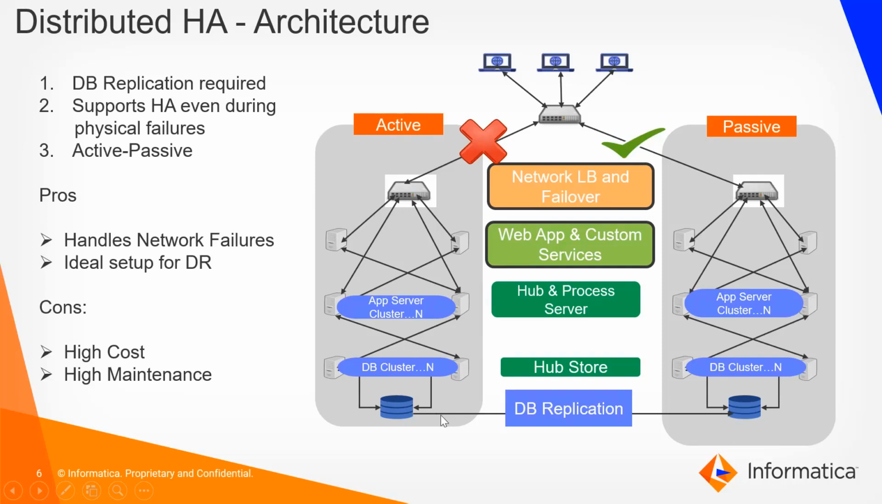The second thing is the DB replication is required from the active instance to the passive instance. Generally, it would be log based replication. Why is it needed? Because when the active instance is working, whatever changes are happening in the database have to be replicated into the passive instance, so that when the passive instance is used, it has access to the up-to-date data, right? Now the pros is, as I said, it handles the network failures.